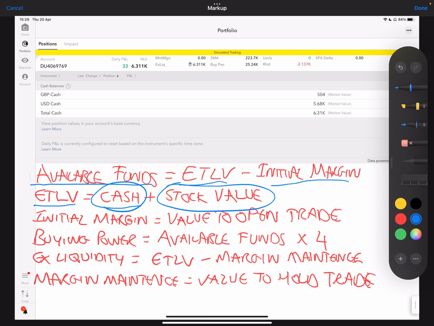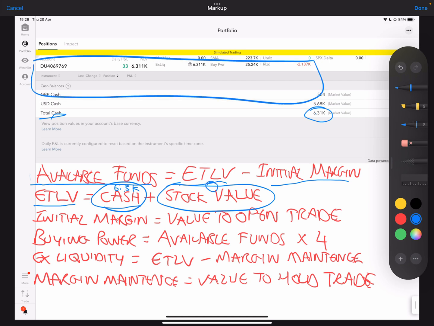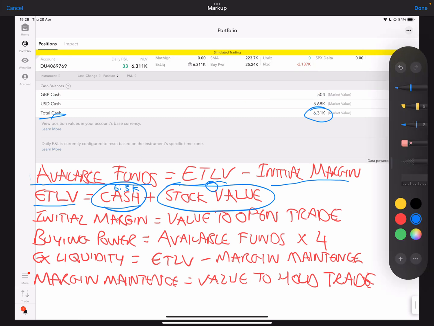We can calculate equity to loan value with the data we have on the screen. So our cash balance is shown here in total cash, and that will be in USD. So that is $6,310 in cash. And our stock value, so I'm going to just put 6.3k here, and our stock value is 0 because we have no open positions in our portfolio. So we know that our equity to loan value is 6.3k. So actually, I can just put it up here, 6.3k.